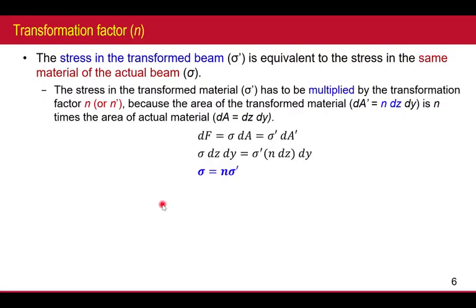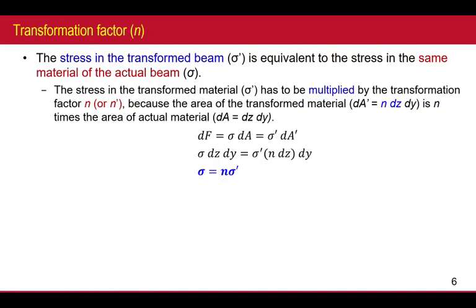So from here, we can see dF is equal to sigma dA, which equals sigma prime dA prime, because the load will keep the same amount and same direction. Okay? So sigma dA is from the real material. Sigma prime dA prime is from the transformed material, after transformation. So sigma dz dy will equal sigma prime, from the transformed parts, times n dz dy. So that means sigma will equal n sigma prime.